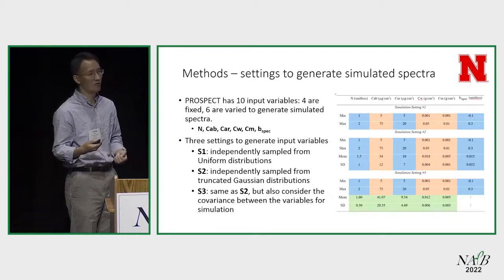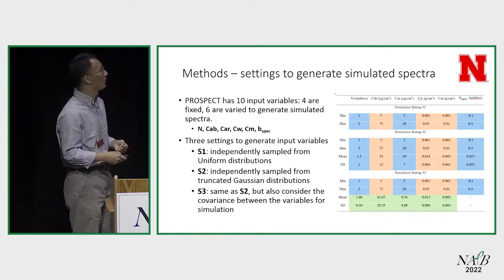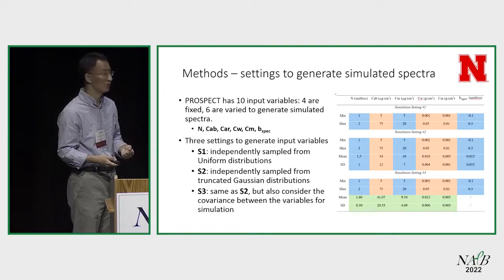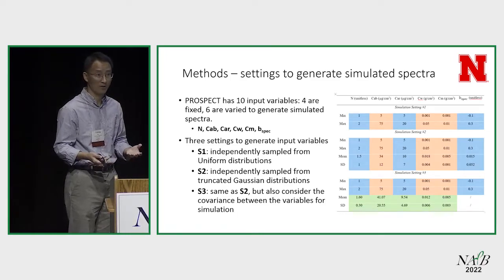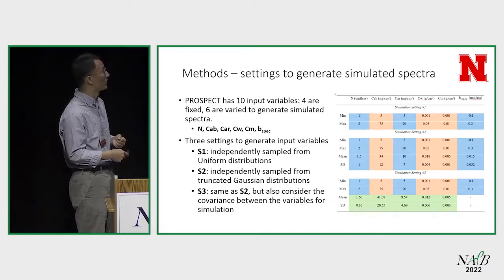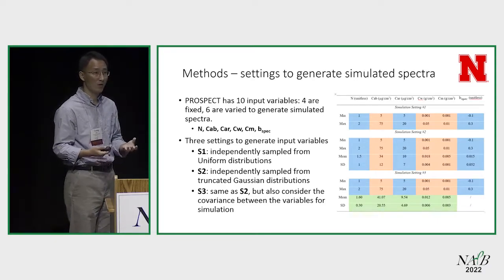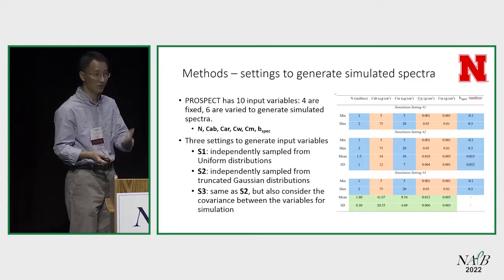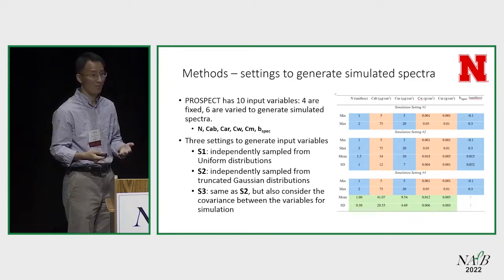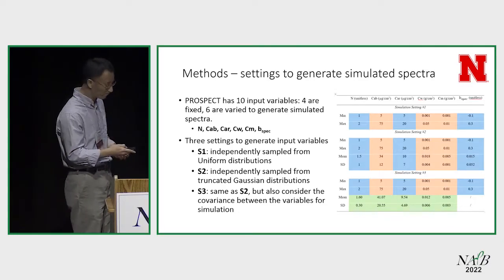So water content is correlated with nitrogen, for example. They are not completely independent, so to speak. Therefore, we have to come up with the covariance structure of those input parameters, and this is what we do with setting 3. We really wanted to see, among these 3 settings for generating input variables to simulate the spectra, which mechanism is the best.